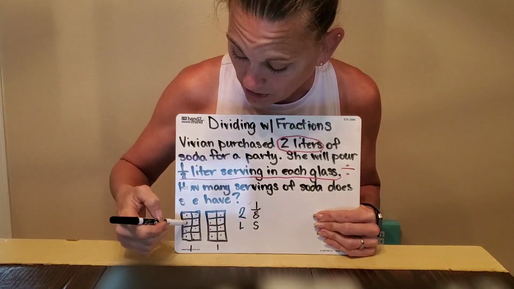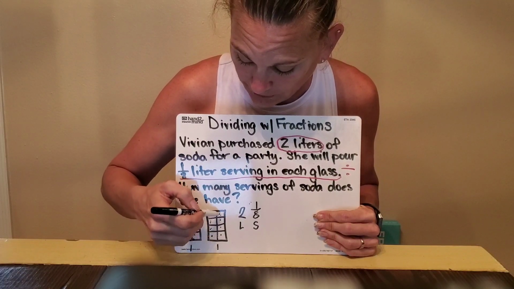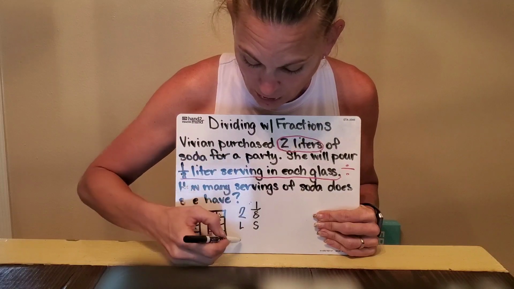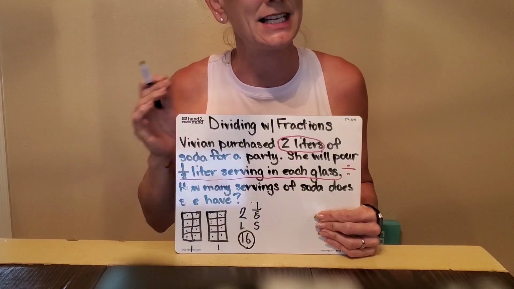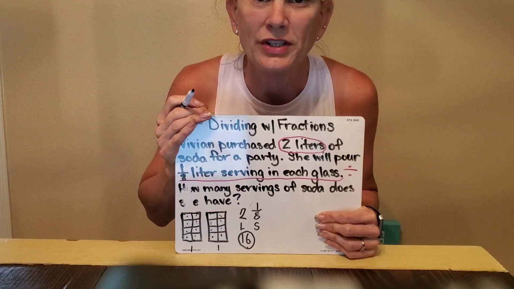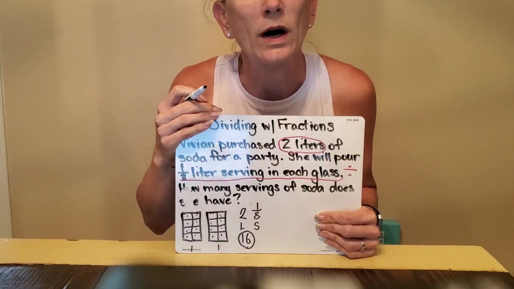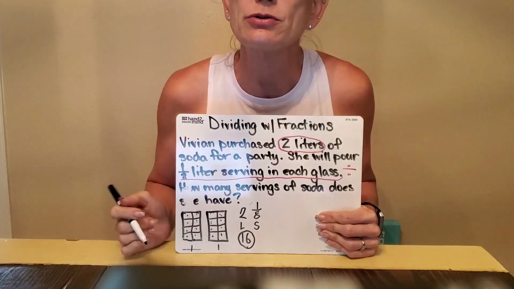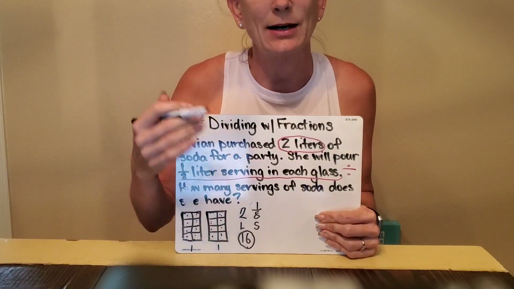So let's count. 1, 2, 3, 4, 5, 6, 7, 8, 9, 10, 11, 12, 13, 14, 15. We have 16 total servings. That's the easy way to do it. Draw it out. I tell my students all the time, draw it out. This is really about understanding what it is asking you. But those that are antsy-pantsy and want to do the equation, this is how we do it.